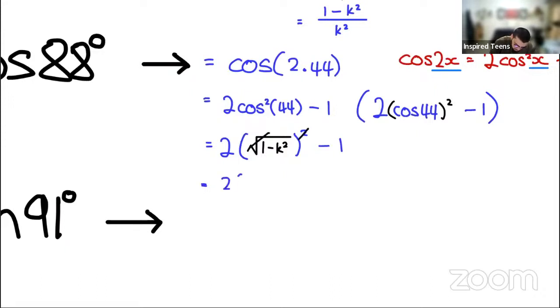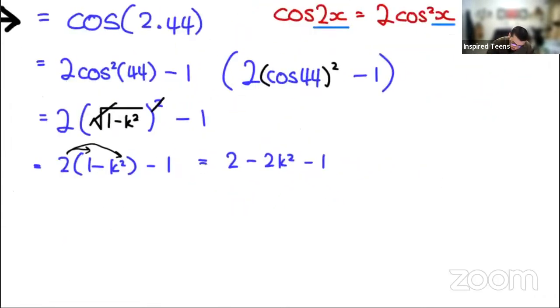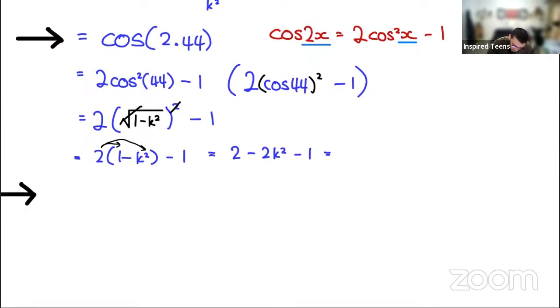And I'm going to have 2 open brackets 1 minus k squared minus 1, which simplifies to, if I distribute this guy, okay, when you distribute it, then you should get 2 minus 2k squared minus 1, which finally simplifies to 2 minus 1 is 1, 1 minus 2k squared. And that's your final answer.